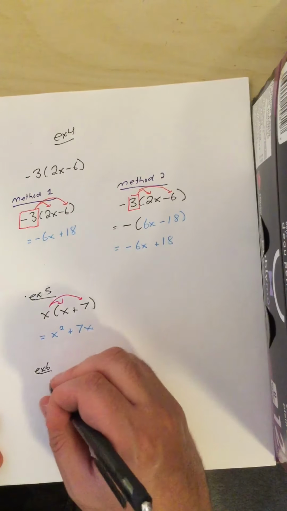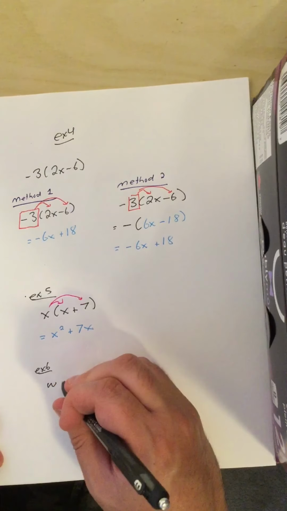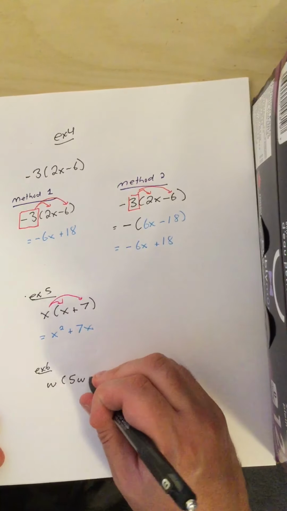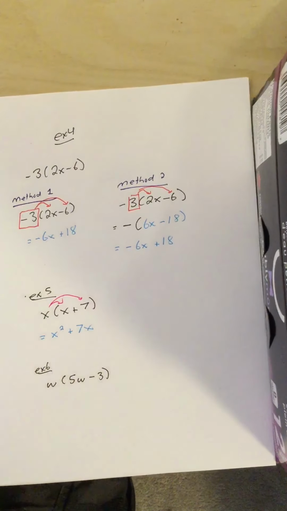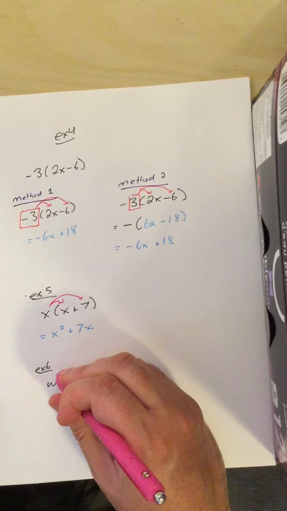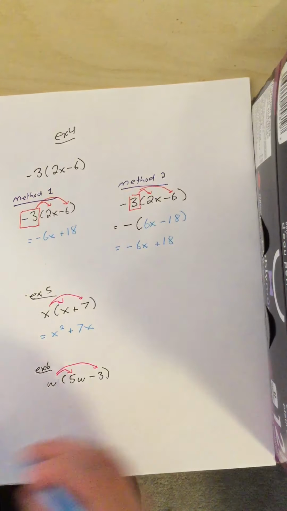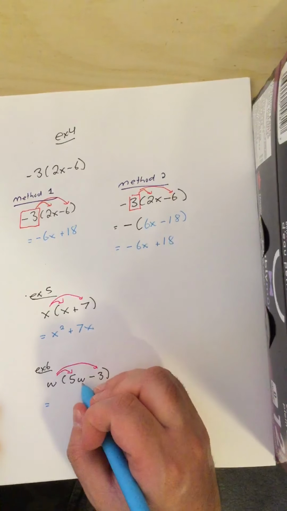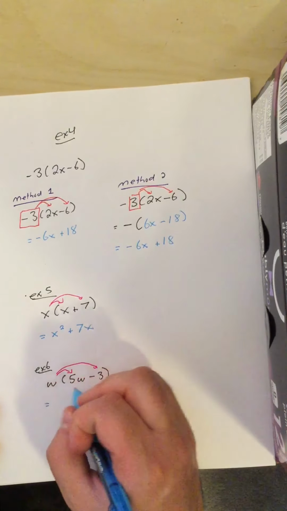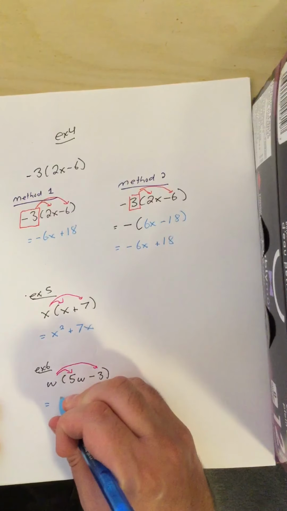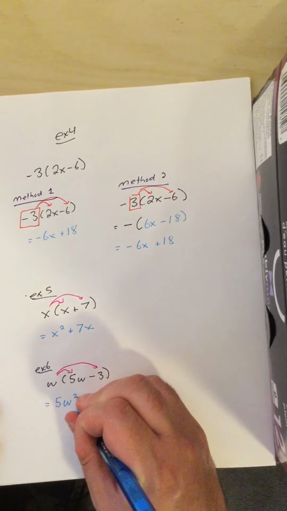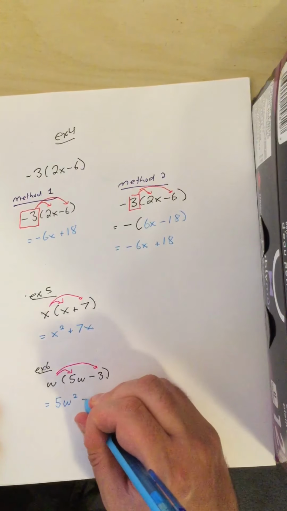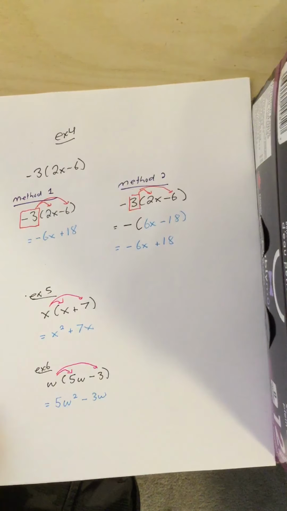It doesn't have to be x's, of course. It could also be w's. So w times 5w minus 3. So what we have here, we multiply into the bracket, and we get, so w times 5w, we mostly just multiply the variable. So that's going to be, it's kind of like a 1w times a 5w. 1 times 5 is 5, and w times w is w squared. And then the w times the minus 3 is minus 3w.